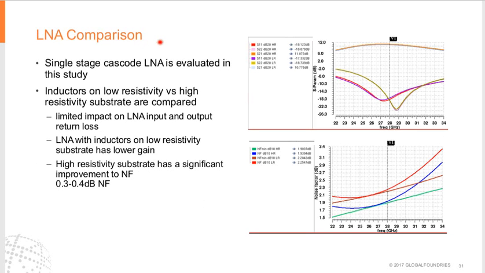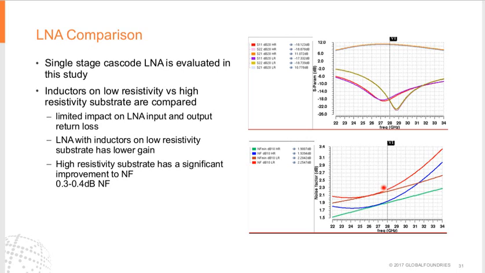This is a comparison of the LNA between different substrates, and we use a single-stage cascode LNA. For the transistor, we did the EM simulation of the gate input matching inductor, and low resistivity and high resistivity substrates are compared. So basically, this is the S parameter: the gain, the input return loss, and the output return loss. We can see that the substrate has a very limited impact on the S parameters except the gain, because the high Q inductor can reduce the loss, so it can improve the gain by about 0.3 to 0.4 dB.